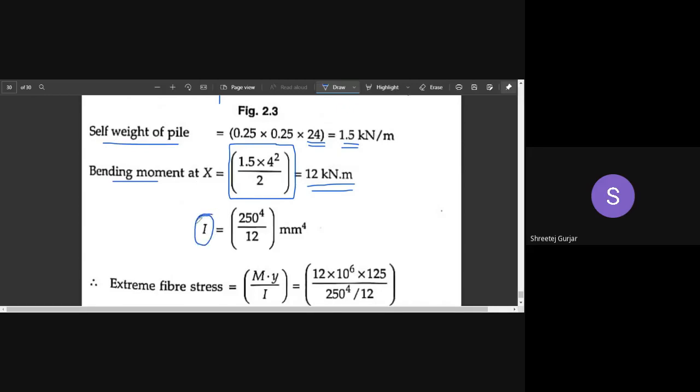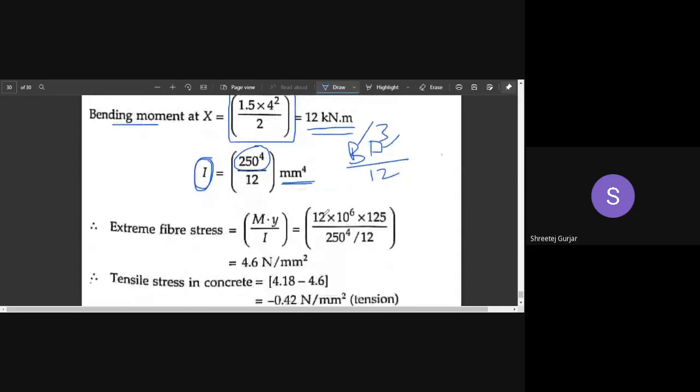Okay. So moving on, we have calculated bending moment, we have calculated self weight, we need I, the moment of inertia. Moment of inertia is what? B into D cube by 12, for a rectangular section. Now B is 250, D is also 250. So what they have done is 250 raised to 4, directly divided by 12. So this is your moment of inertia, mm raised to 4.